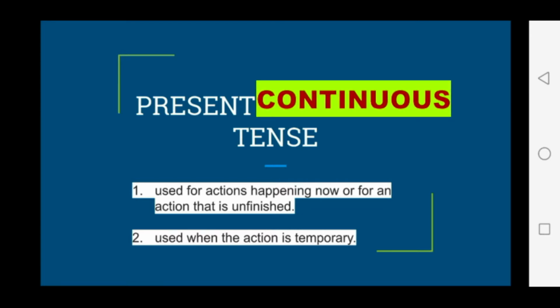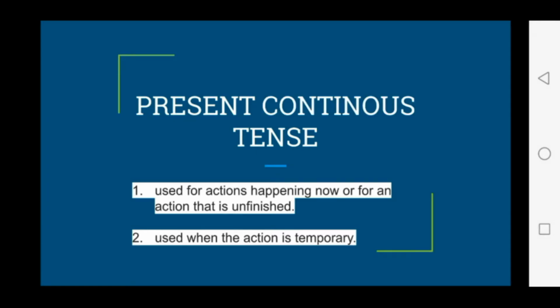So first, when can we use present continuous tense? Present continuous tense can be used for actions happening now or for an action that is unfinished. And the second one, it can also be used when the action is temporary.